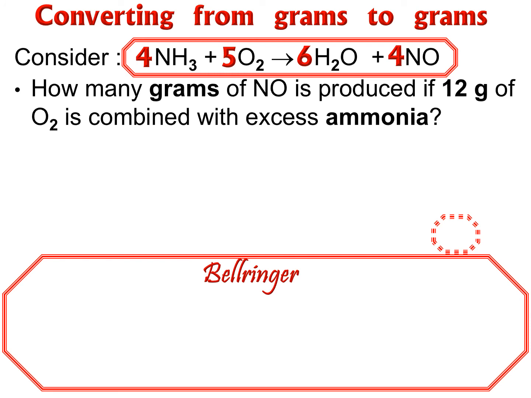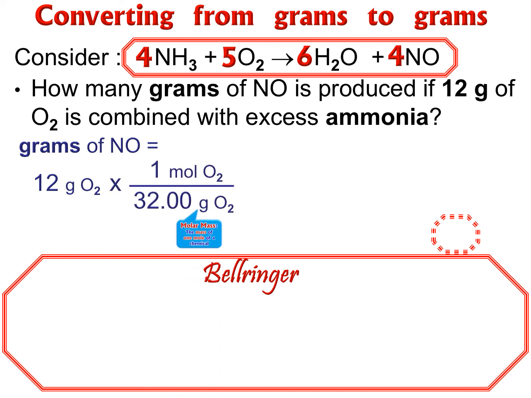So the only quantity I'm given is the 12 grams of oxygen. Well, obviously, that's where I'm going to start. We're looking for the grams of NO. We're starting with the grams of oxygen. So how do I get from grams to moles? I need the molar mass of oxygen. You know it by now, I hope. The molar mass of oxygen is 32.00. We know those are zeros, so we still write them. Does the grams go top or bottom? The grams go on the bottom because we have to cancel grams.